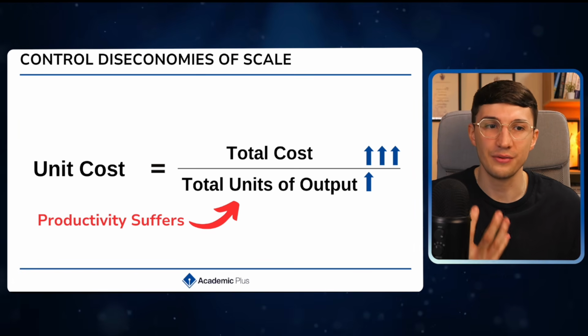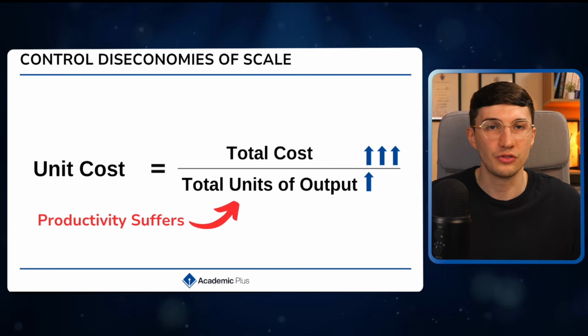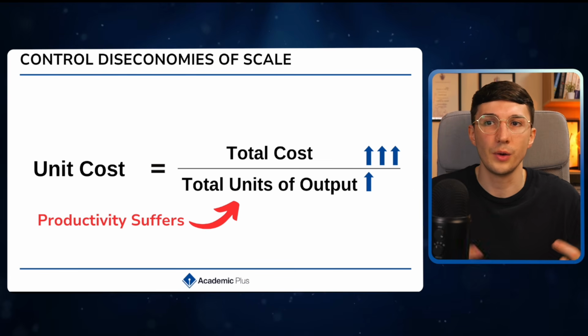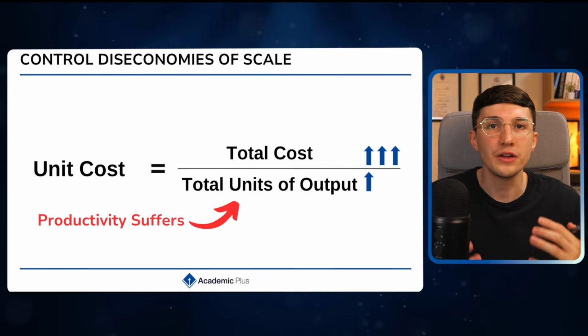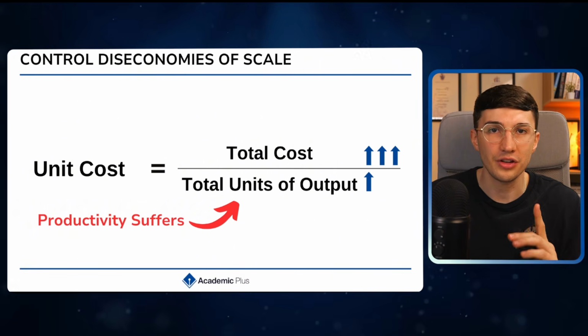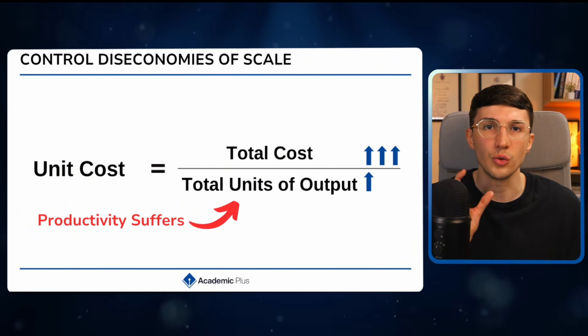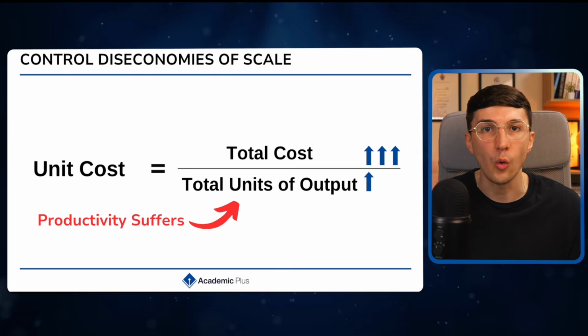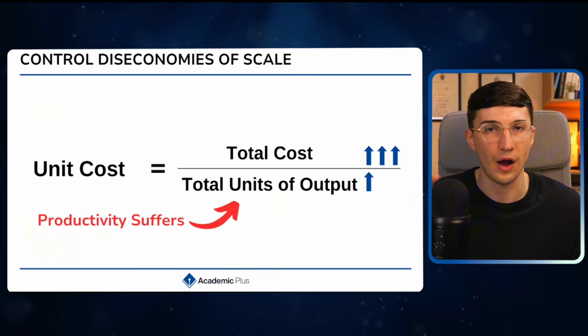So those inefficiencies start to happen because total costs increase as the business is growing, but the units of output aren't increasing as much because productivity levels start to suffer. You'll see this is a common theme throughout all of our diseconomies of scale around productivity.